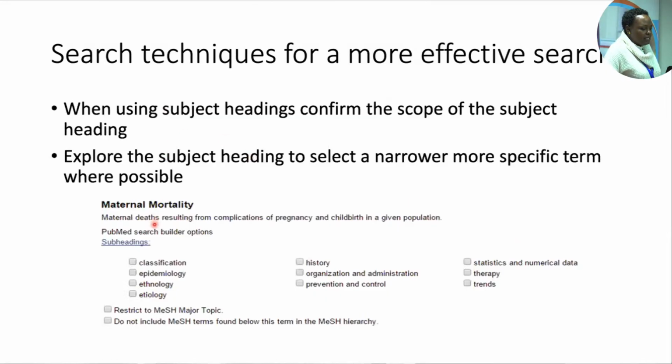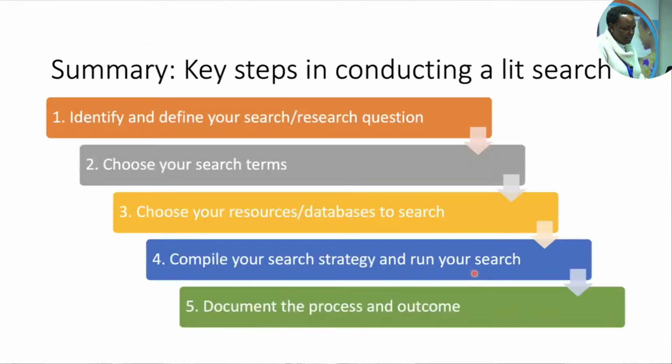Now, when you look at a MeSH term, like here is maternal mortality, if we're talking about oxytocin, maybe we could focus on therapy, and then now it would help restrict that MeSH term. So we are not getting everything on maternal mortality. They're not telling us about the history of it, classification. No, as we are interested in therapy or drugs that can be used to prevent maternal mortality.